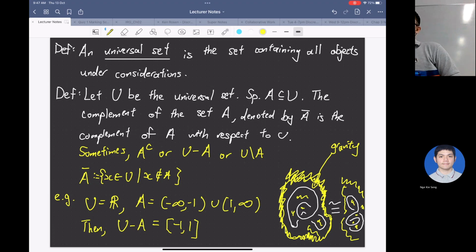Complement also makes sense in society. Like if you want to understand a person, but the person is very hard to understand, so you understand the people around him or her. Complement.